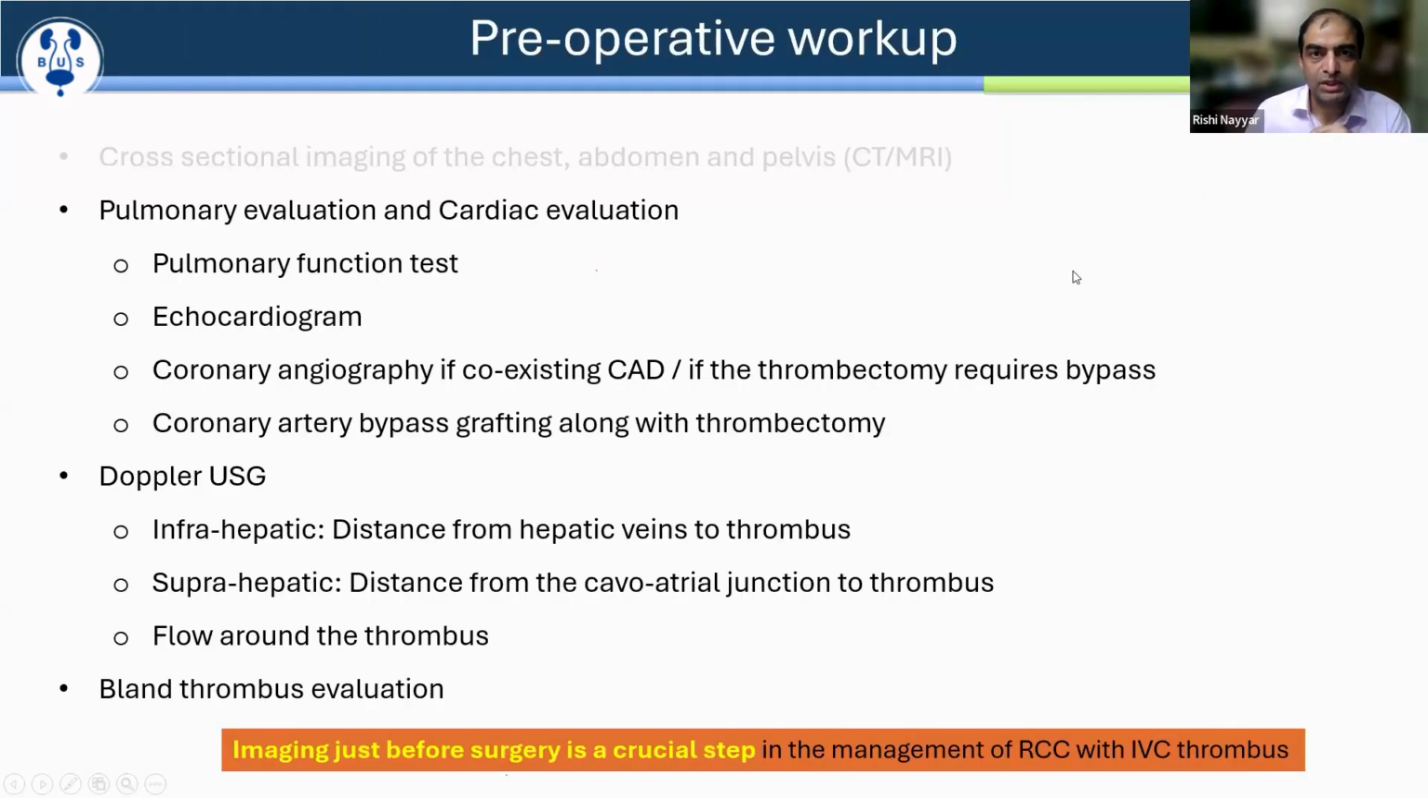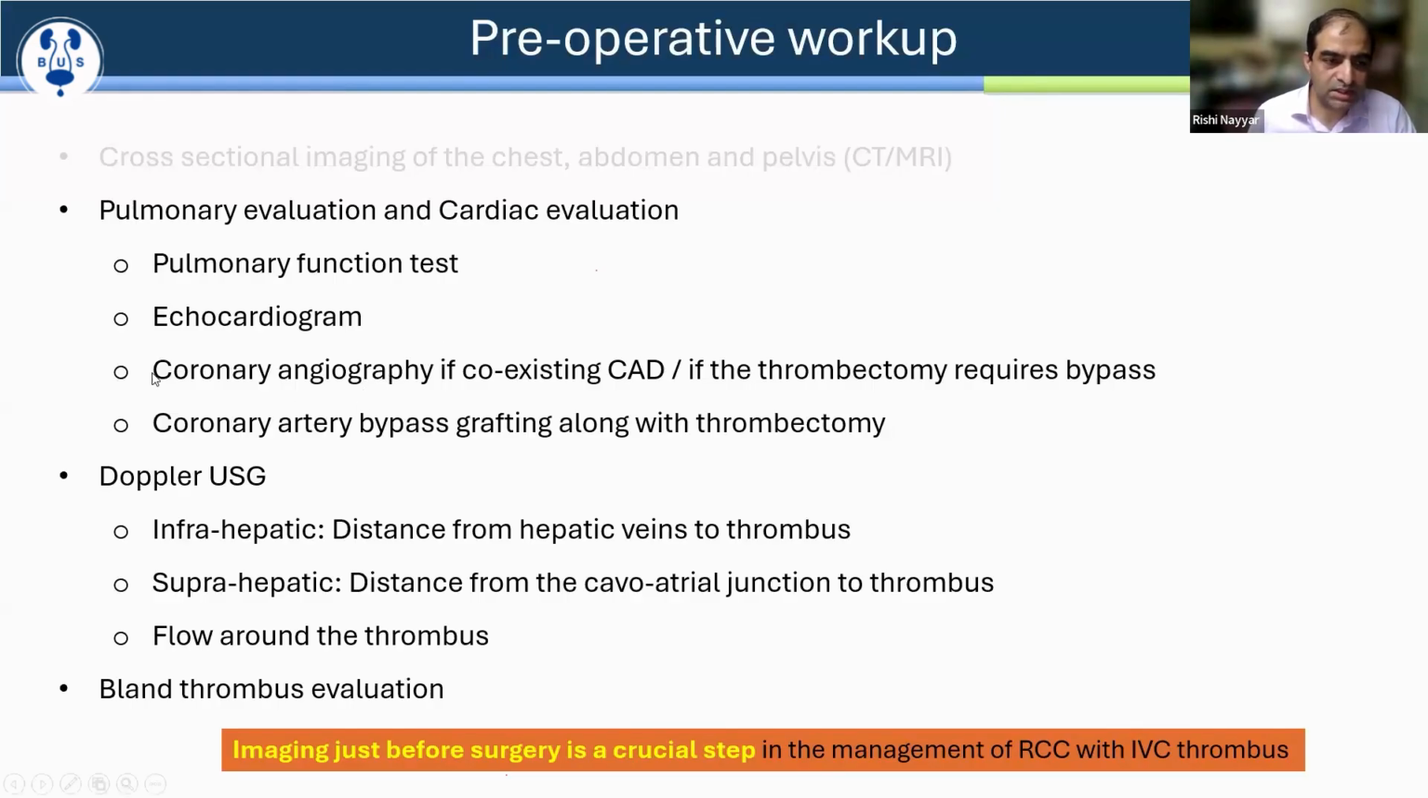So then coming to the rest of the preoperative workup, this was about how to present a CT and what are the important salient points, how to read that. But beyond the CT and MRI, there are other investigations that become important in these cases of IVC thrombus, which are pulmonary evaluation and cardiac evaluation. Both of these are essential, particularly for those patients who are going to be put on cardiopulmonary bypass.